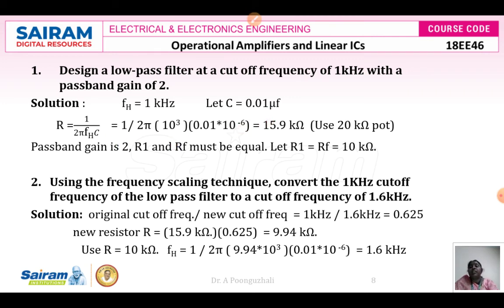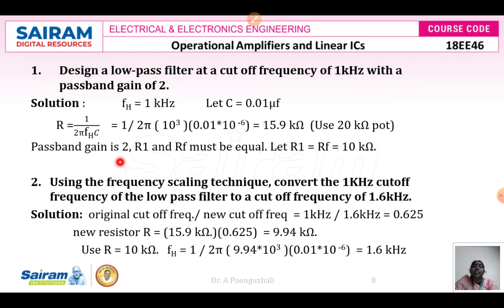Now we have to calculate the R value. R is equal to 1 by 2 pi FH C. Here FH is 1 kHz, given in the problem, and C is 0.01 into 10 power minus 6. That is nothing but 15.9 kilo ohms. So the standard value we are going to take is 20k ohms.